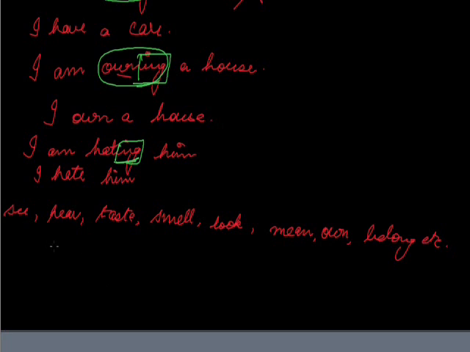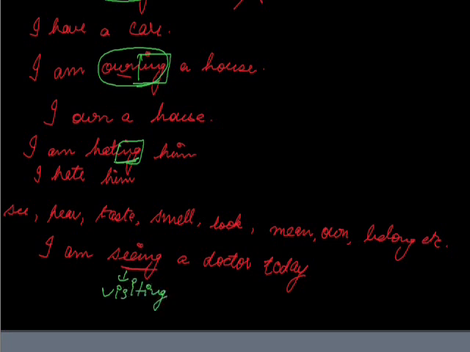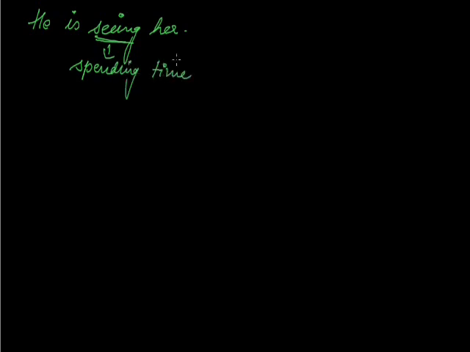For example, if I write a sentence, I am seeing a doctor today. Now here, what does it mean? Seeing means you are visiting a doctor today. If I take another example, he is seeing her. Here, seeing doesn't mean that you are seeing someone. Here, seeing means spending time with someone.